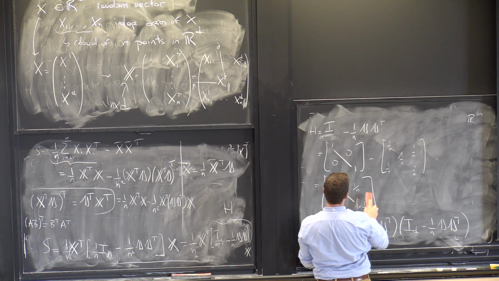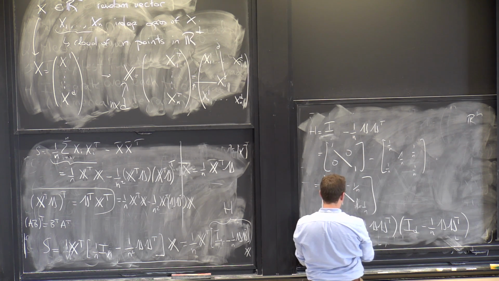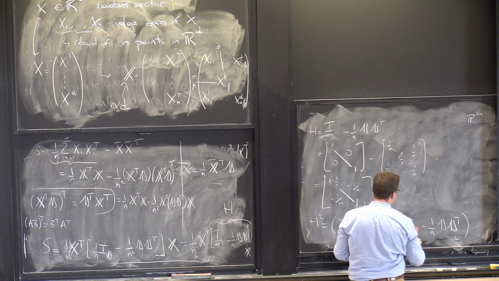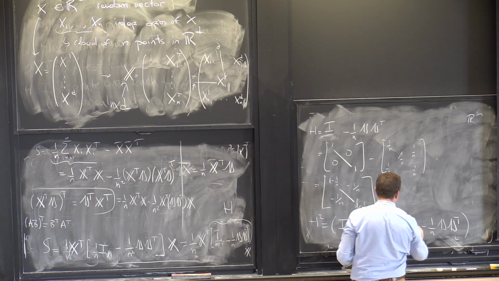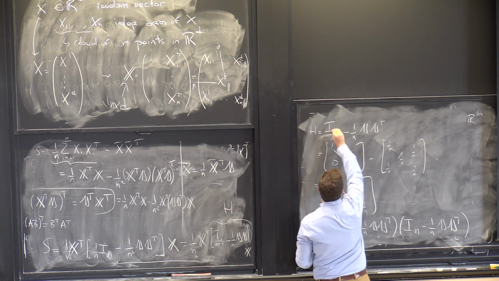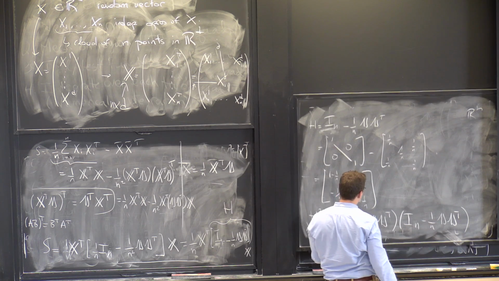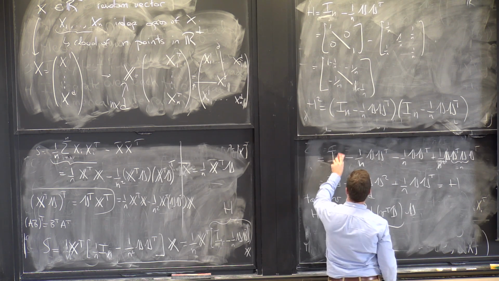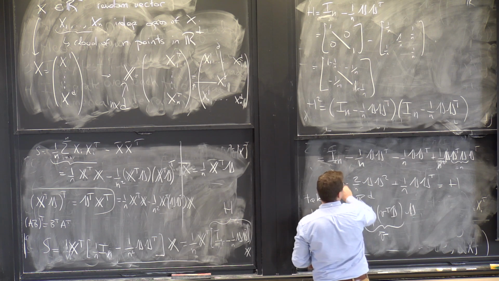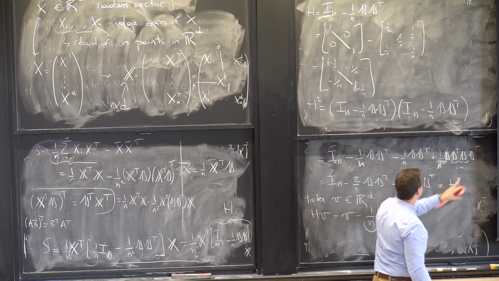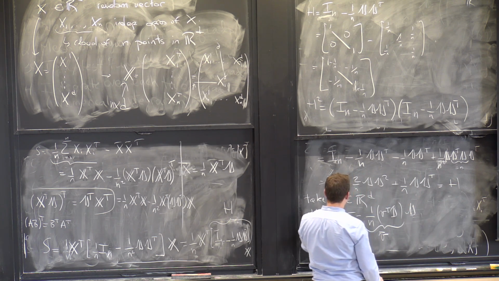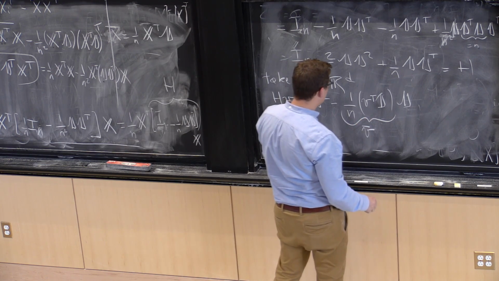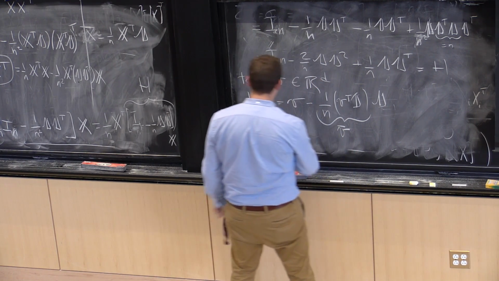So this is n, this is n, and I didn't really tell you what the all ones vector was, but it's also in R^n. Actually, I used the fact that this was of size n here already. OK, and so that's indeed V bar.